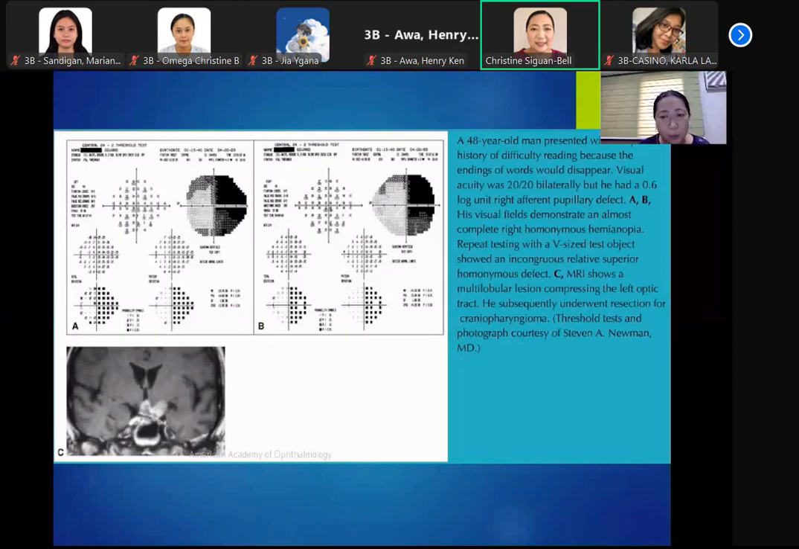The MRI shows a multilobar lesion compressing the left optic tract. He subsequently underwent resection for craniopharyngioma. So there is a lesion in the left optic tract which resulted in a right homonymous hemianopia.